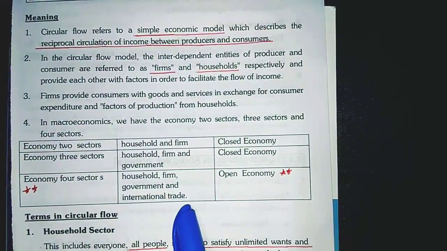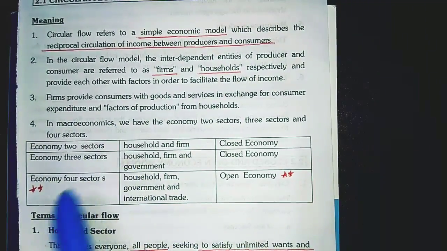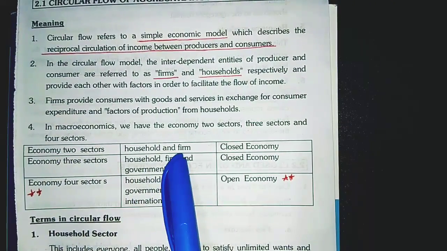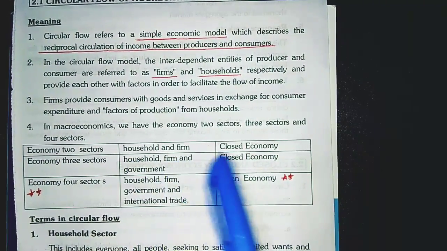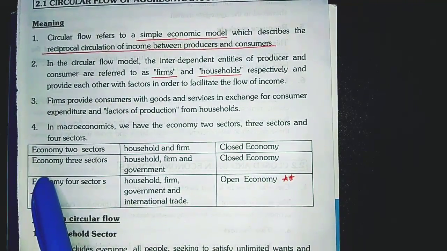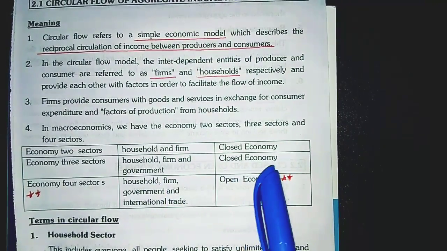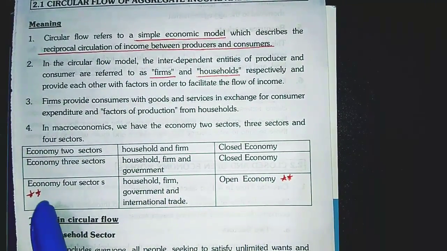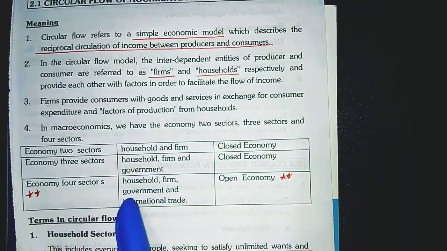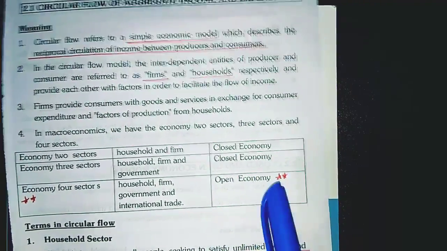Then there are the three models which we are going to study. First one is the economy of two sectors. Two sectors, so two entities will be there, household and firm. It is called your closed economy. Now the next one is the economy of three sectors. It will have three entities. Again it is a closed economy. In case of the economy of four sectors, there will be four entities: household, firm, government and international trade, and it will be the open economy.